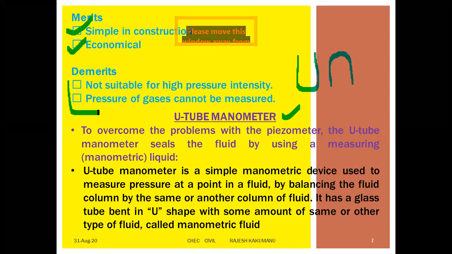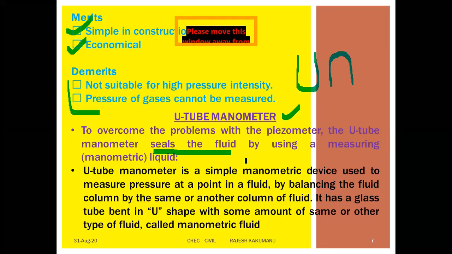To overcome the problems with the piezometer, the U-tube manometer seals the fluid by using a measuring liquid. It closes the fluid by using a measuring liquid. That is the point we'll discuss here.